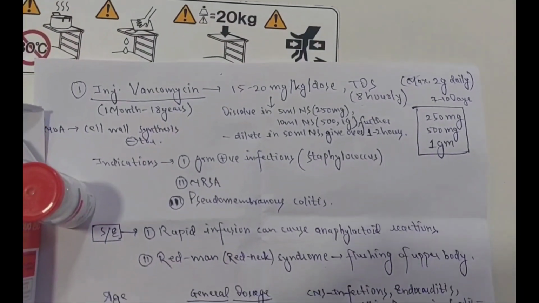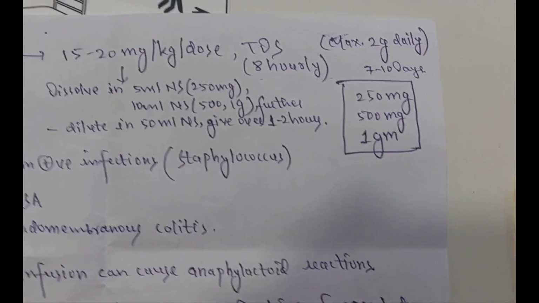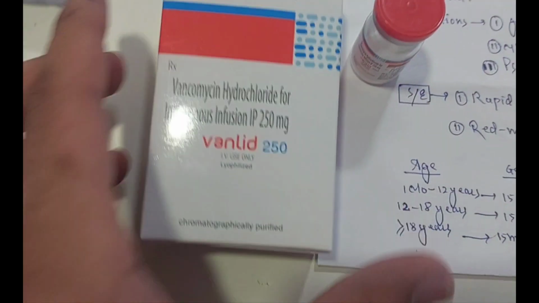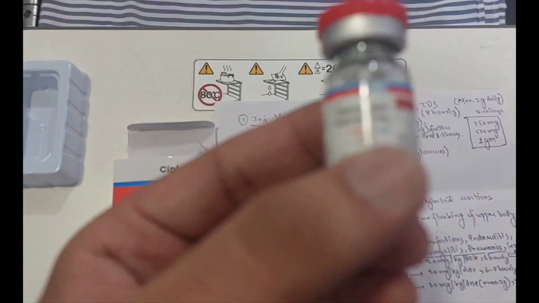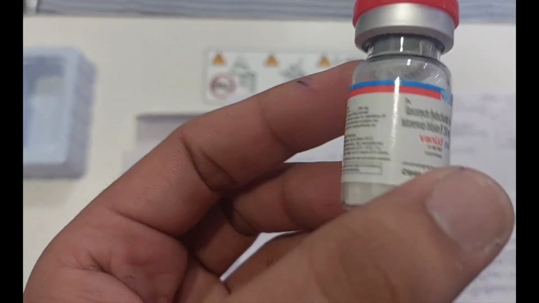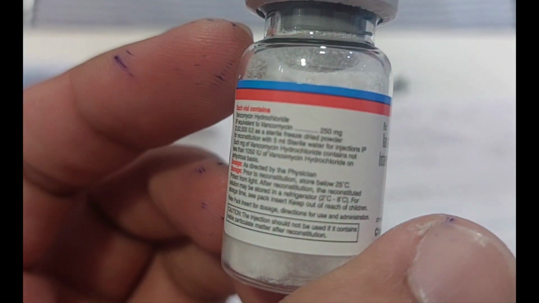So it basically comes in the preparations of 250 mg, 500 mg and 1 gram. So you can see this is the 250 mg vial. Each vial contains 250 mg.